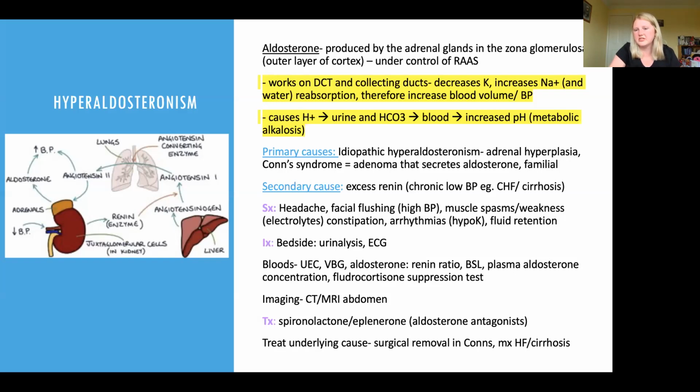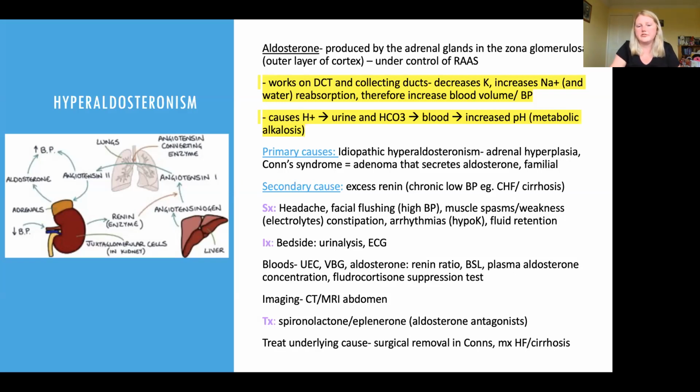The symptoms are quite simply the opposite of having low levels of aldosterone. So we see higher blood pressure, facial flushing, and we see arrhythmias from having low potassium, and obviously fluid retention because of those fluid shifts. Again, we look at things like ECG because of the electrolyte disturbances. We can look at the urine itself and do an analysis of what's present in the urine. We can also look at the electrolytes and ratios of aldosterone and renin.